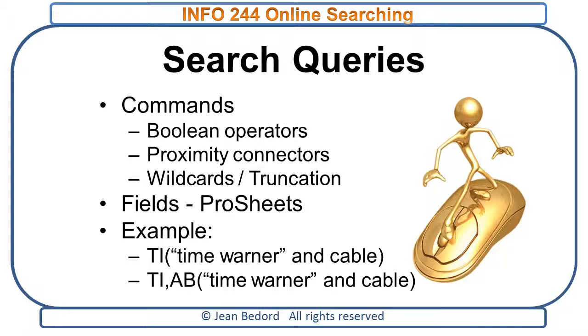Advanced searching allows you to select individual fields by using drop-down menus for each box. In command searching, you can use field codes found in the ProSheets. In the first example on this slide, only the title field, denoted by TI, is searched using the term Time Warner, which is a company name, plus the search term cable, and requires that both of these search terms be present in the search results. Parentheses are used to limit the search to the title field.